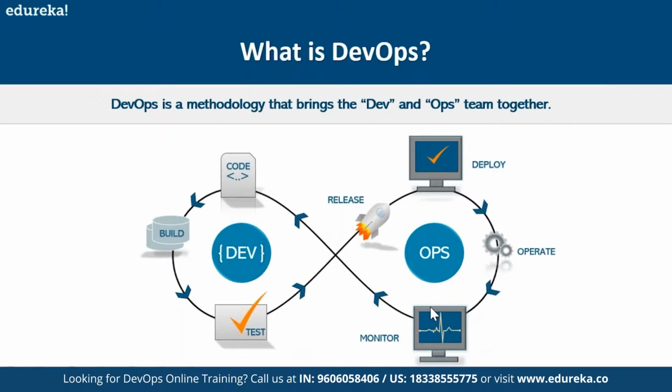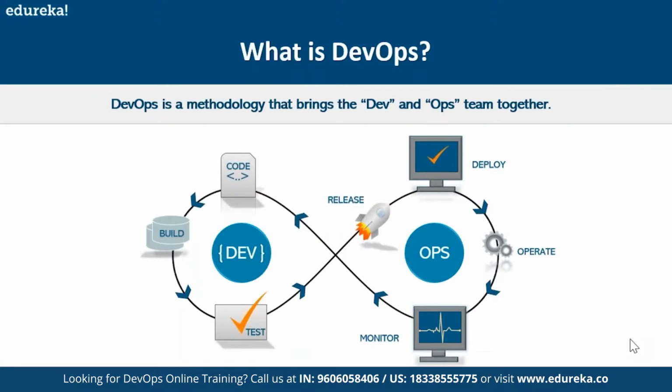Suppose during the monitoring step we find there are bugs in the code, or more changes are required as per the client's request. We can release it again, and the DevOps team will work on that code and build it again. So this cycle will keep on continuing, and this cycle is what we call the DevOps framework.